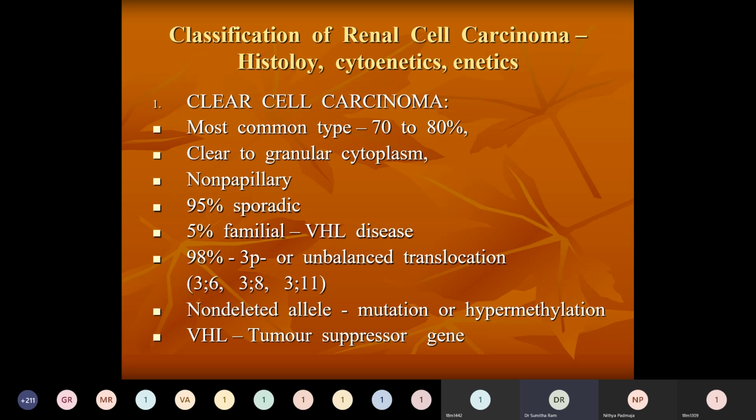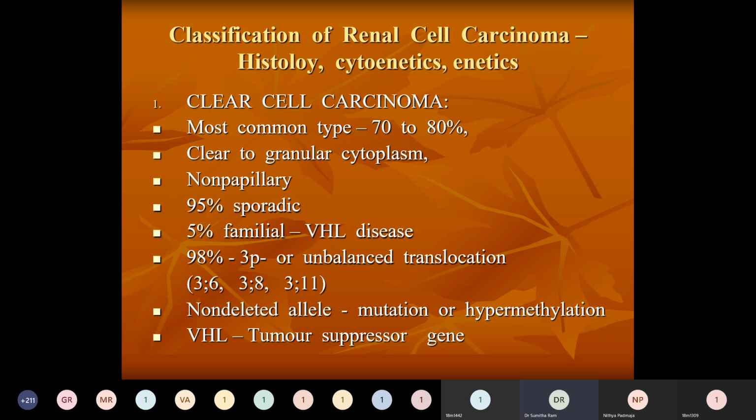98% of these cases will have the genetic abnormality of the loss of the short arm of chromosome 3. The one represented here as 3p means it is the loss, minus 3p is loss of the short arm of chromosome 3, or there could be an unbalanced translocation between chromosomes 3 to 6, 3 to 8, or 3 to 11. There could be a non-deleted allele which brings about mutation or hypermethylation of this translocated gene, and VHL is a tumor suppressor gene.